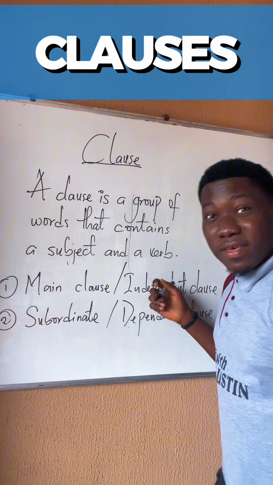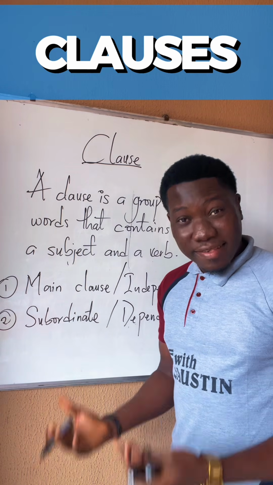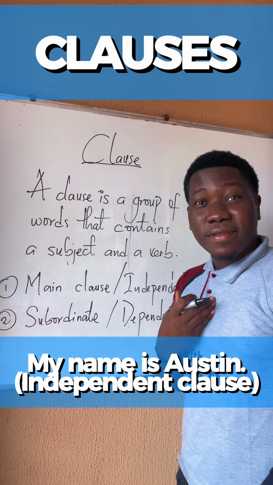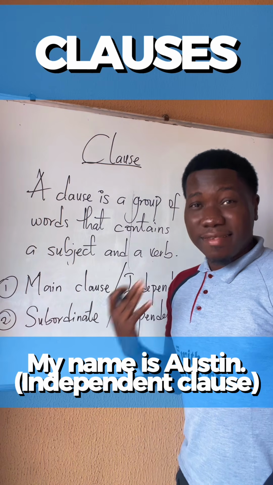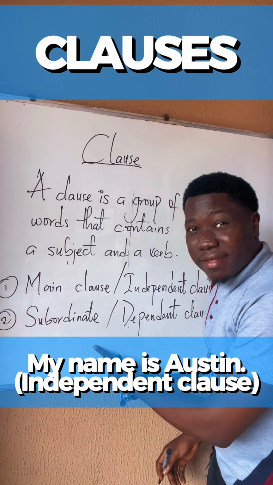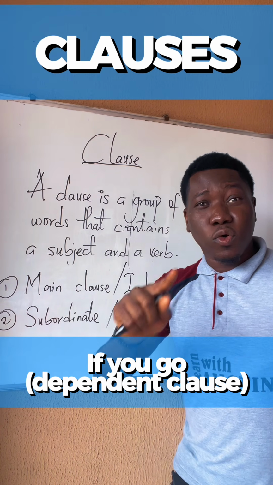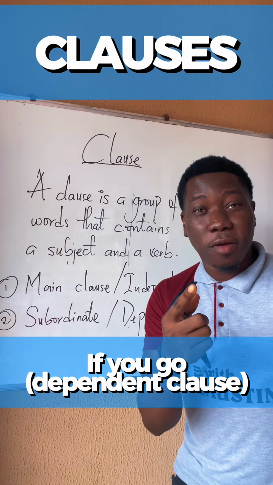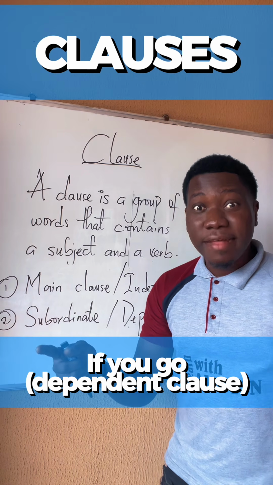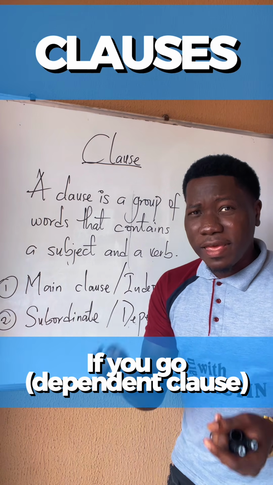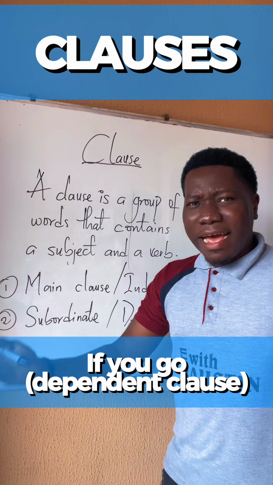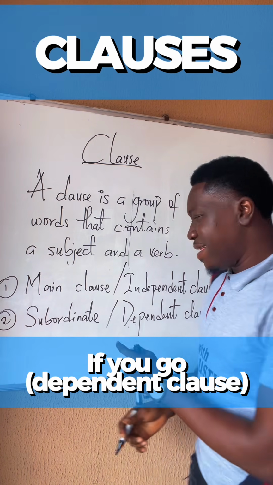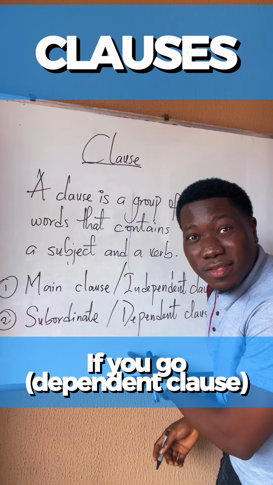The main clause can also function as a sentence. My name is Austin. It is a clause that can stand as a sentence. Subordinate clause: if you go. You is the subject there, go is the verb there. So it's a clause, it has a subject and a verb. But if you go, what will happen? Now, that's not communicating complete thought. It is a subordinate, dependent clause.